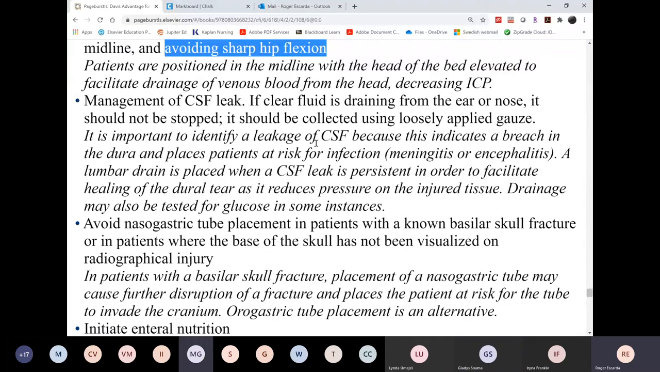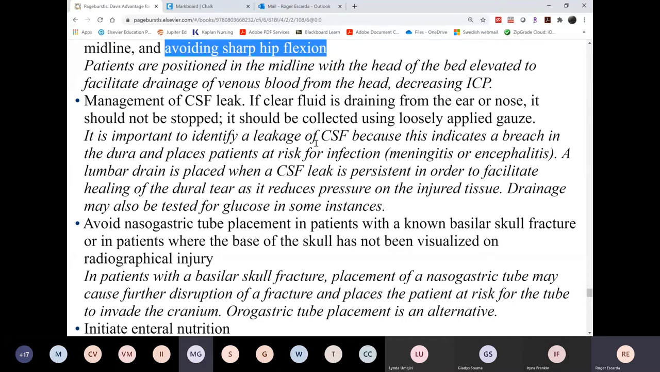In that case, we have to do a halo sign. What we do is grab a piece of gauze or any white absorbent material, and you dab the drainage. This is only if the drainage is not totally clear, if it also contains blood. If the resulting appearance on the gauze is a yellow ring around the blood, then that means it is CSF. We call that the halo sign.